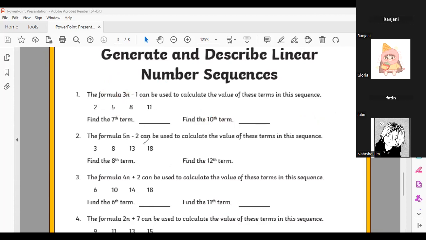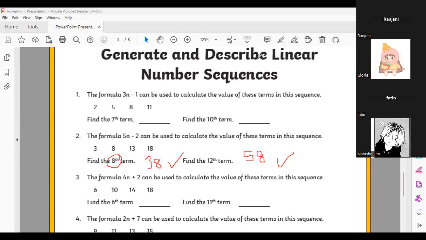Okay. That's it. You want to find the 8th term? Put the 8 here. 5 times 8. 40. 40 minus 2. 38. See? Mental maths also can do. Find the 12th term. 5 times 12 is how much? 60. 60 minus 2? 58. Do you see that? Can you understand? Can I have a thumbs up? Can do? Understand? Ranjini, understand? Oh, got thumbs up. Okay, good.